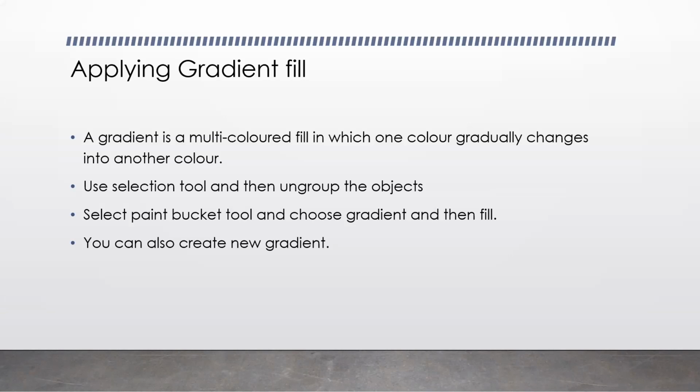So when you have to apply this to your object, what you have to do, children, first you have to select a tool, that is the selection tool, and then you have to ungroup the object. And as I told you in the previous slide, for ungrouping you have to use Control Shift G. So first you have to ungroup. And then you have to select the paint bucket tool and choose the gradient.